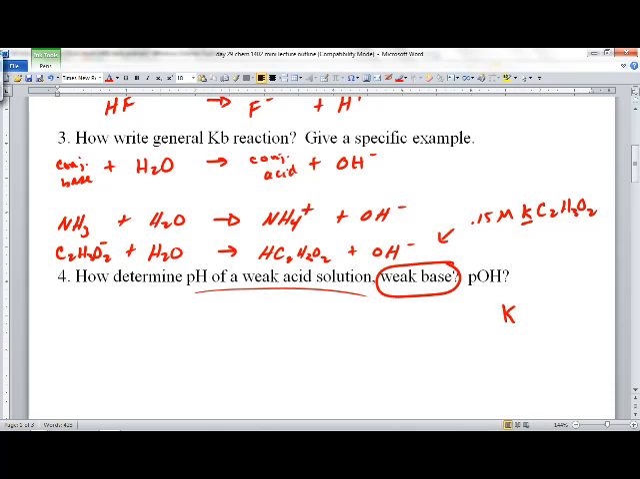Yeah, you remember. Kw equals what? Ka times Kb. So you've got to calculate those Kb's. Okay. And I gave you that equation, but you have to calculate it.